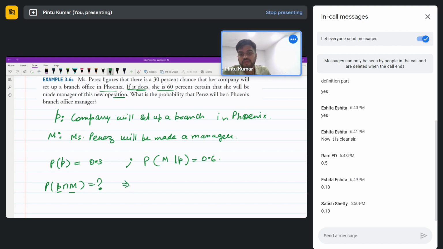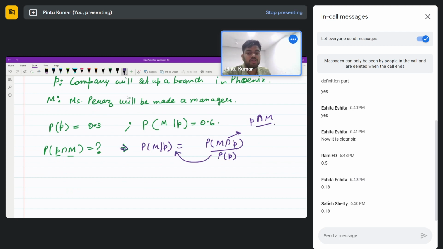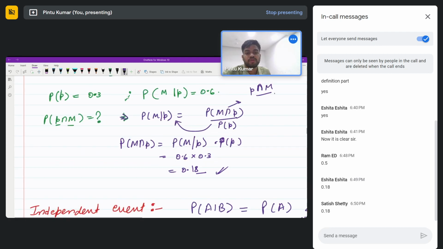Now, if you look carefully at the formula of conditional probability, this is P of M intersection P, divided by the probability of P. You must know that intersection is commutative in nature. So P intersection M and M intersection P are one and the same thing. If you take this denominator to the left hand side, what you obtain is that the probability of M intersection P is the probability of M given P times the probability of P. You are given both these quantities. So this is 0.6 and this is 0.3. So you obtain 0.18. So 0.18 is the correct answer for this. Any doubt in this question?